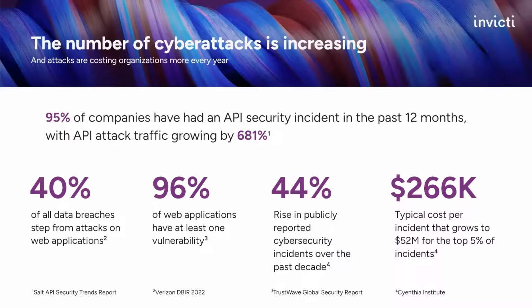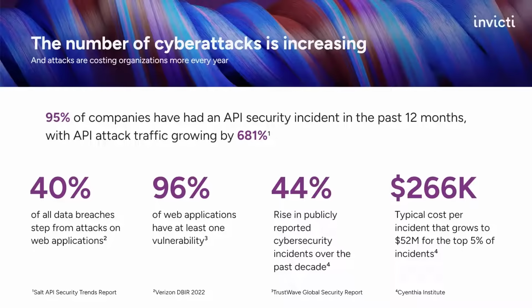Let's quickly take a look at the cybersecurity landscape. According to the latest API security trends reports, 95% of companies have had an API security incident in the last 12 months, with API attacks growing by 681%. 40% of data breaches stem from attacks on web applications, according to the latest Verizon Data Breach Investigations Report. And 96% of applications have at least one vulnerability, and it only takes one to get breached.